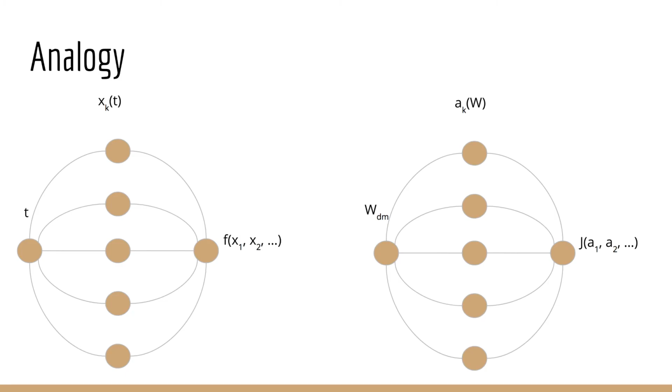You can even draw it out in a picture to see the analogy between the general form of the law of total derivatives and our specific form, which applies to a neural network. On the right of these diagrams, we have the function we want to differentiate, f in the general case and J in our case. In the middle, we have all of the intermediate variables, x_k in the general case and A_nk in our case. At the input, we have the parameter, t in the general case and W_dm in our case.